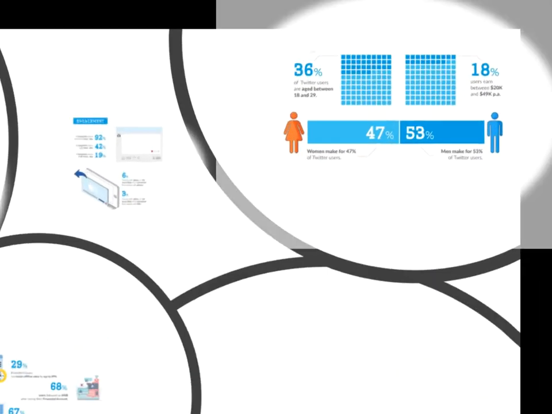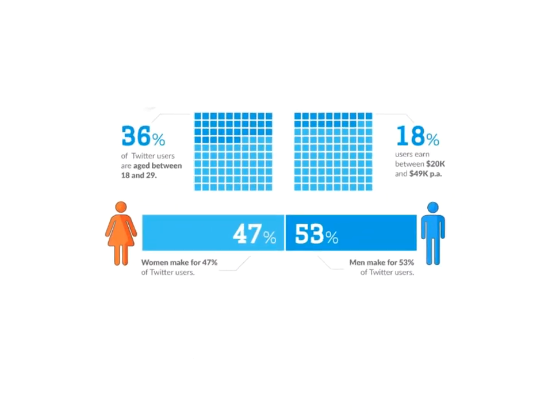Right, with regards to demographics here, 53% male, 47% female. Most people would probably think you're leaning towards a mainly male orientated channel, but it's not overly strong there with that 53 versus 47. You're talking about 36% of Twitter users are aged between 18 and 29. Again, that's fair enough, but then there's quite a few that aren't in that age bracket.